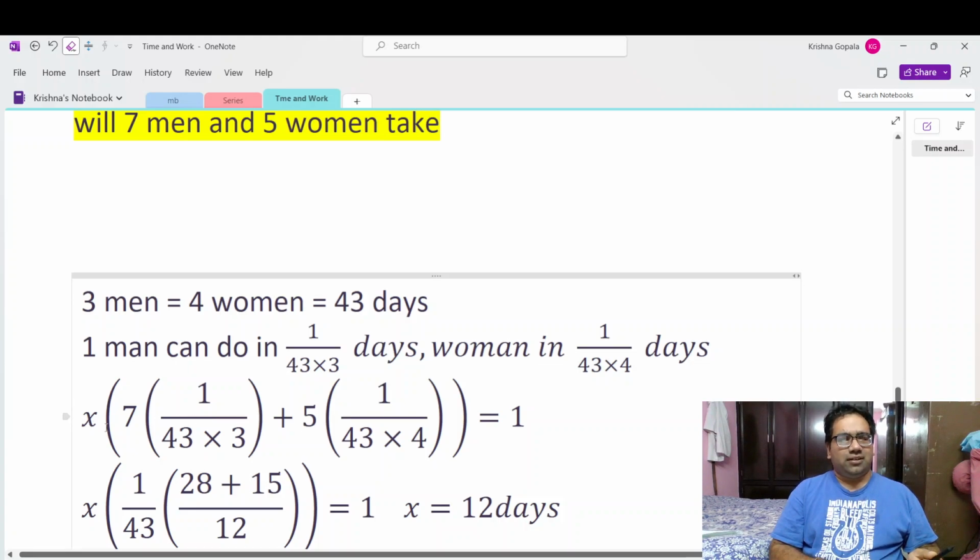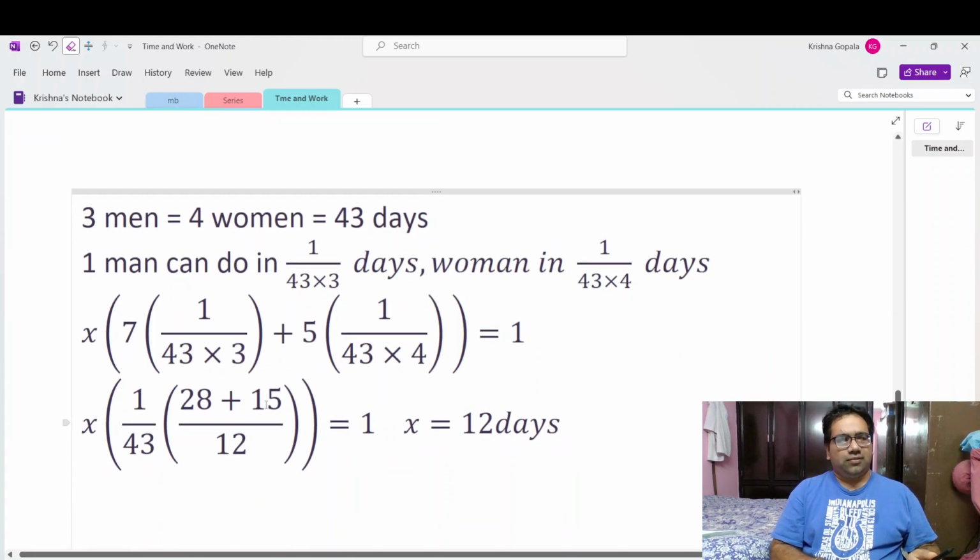So total number of days: X into this plus this should be 1. Now, X into 43 is common, right? 1 by 43 into 7 by 3 plus 5 by 4. 3 and 4, 12 is the LCM. 7 into 4 would be 28 and 5 into 3 is 15. 1 by 43 into 28 plus 15, right? 28 plus 15 is again 43. This 43 and this 43 cancel out. X by 12 is equal to 1. So X equal to 12 days.